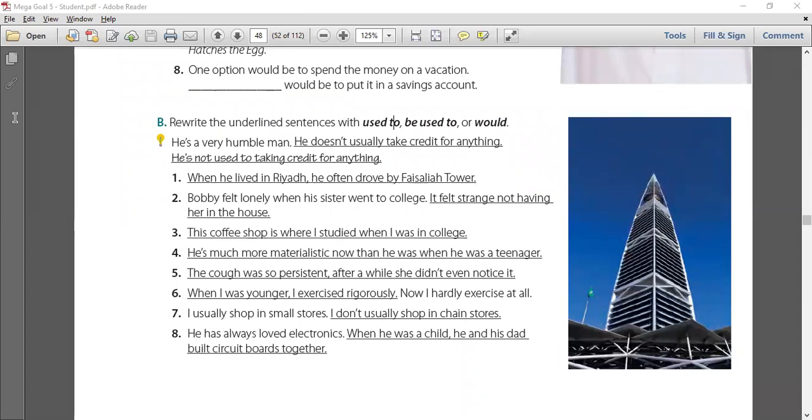Alice. He used to? Yes, very good. I'm going to use the past one, used. I'm not going to use be used to, because he drove. So you're going to say, right?